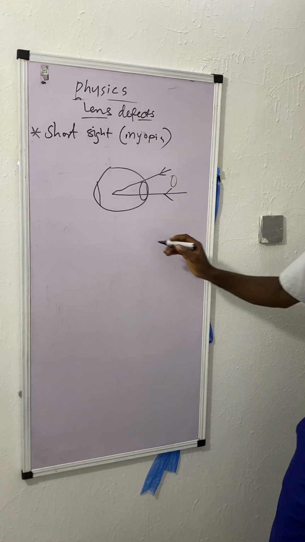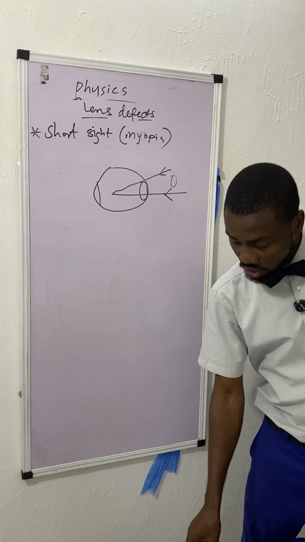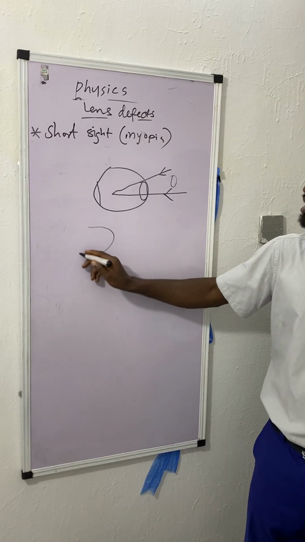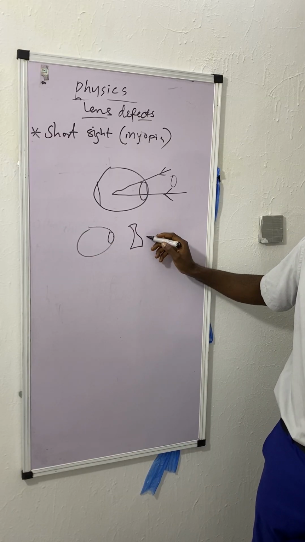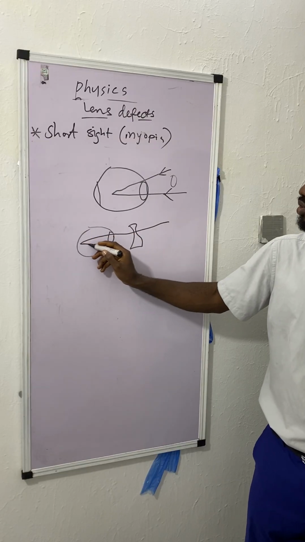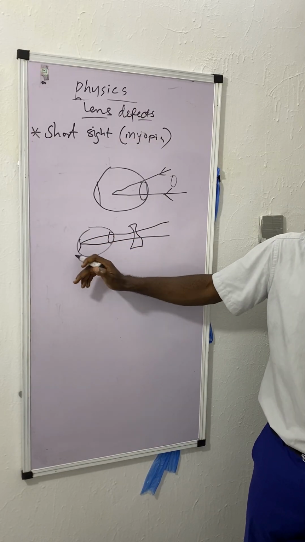So what is it corrected with? It is corrected with a concave lens. So this is the eyeball. You put a concave lens here to correct it. So when the light enters, it's focused on the retina through the concave lens. This is the retina.